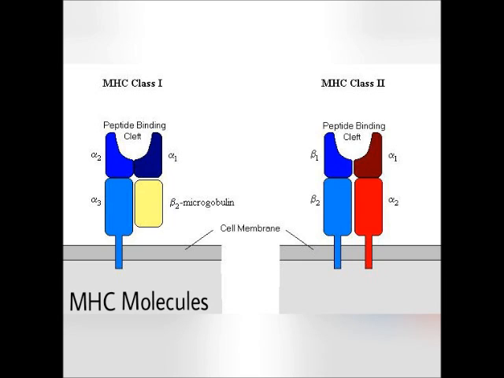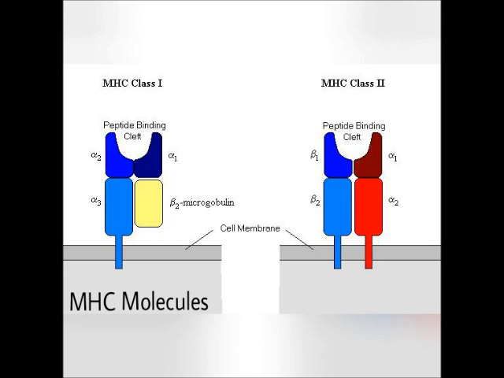MHC class 2 molecules consist of two membrane-spanning chains, alpha and beta, of similar size, and both produced by MHC genes. In each case, the MHC molecule has a groove that binds a peptide, which it can then present at the cell surface to a T cell in order to elicit an immune response, because T cells only recognize antigens as complexes with MHC molecules.